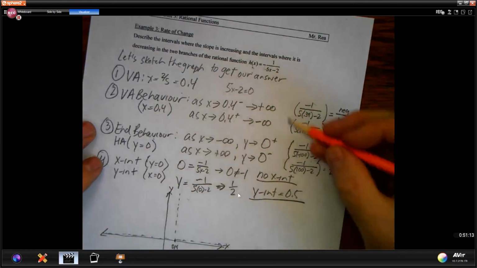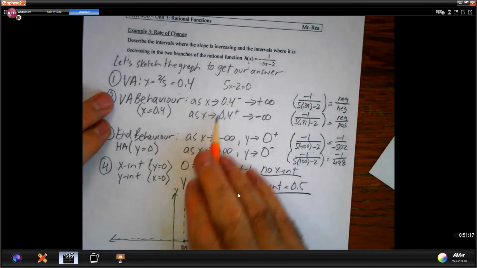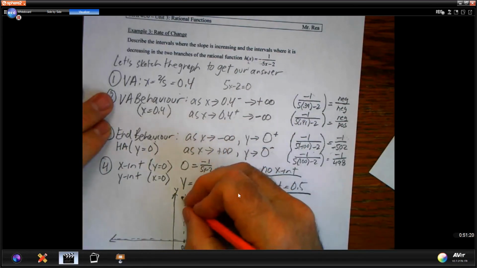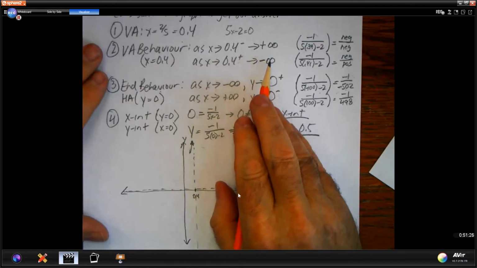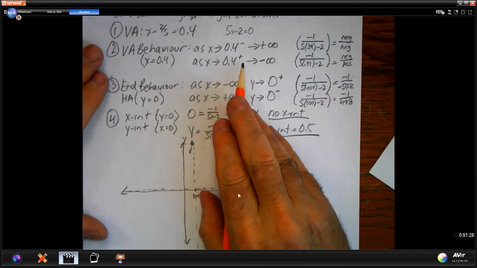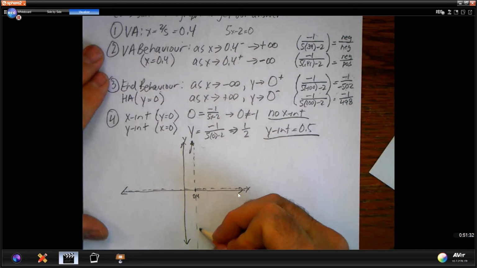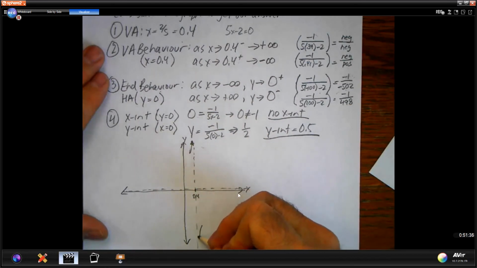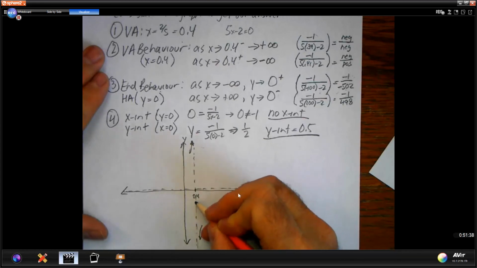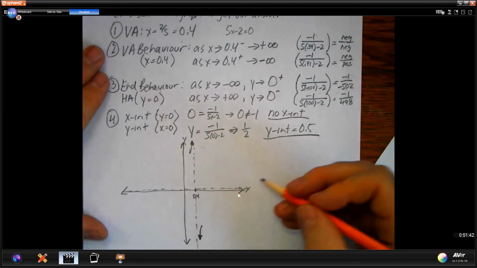Now I'm going to put my behavior in. I know that as x approaches the asymptote from the left side, it goes towards positive infinity. And as x approaches from the positive side of the asymptote, the right side, we're approaching negative infinity. So as I'm coming towards the asymptote here, it's going down.